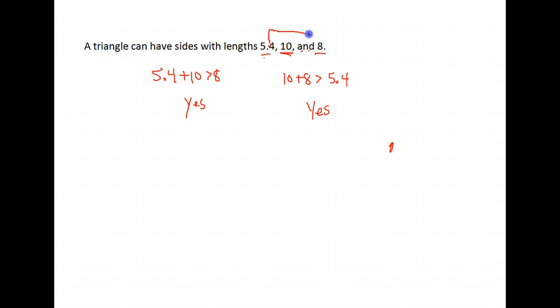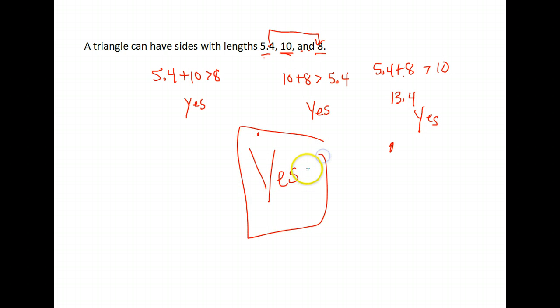And the final test, here's our last two that we need to pair up, is 5.4 plus 8 greater than the third side that's left over, 10. We add those, 5.4 plus 8 is 13.4. Yes, it is bigger than 10. So, can it make a triangle? Yes, it can, because we did all 3 tests and they all came out yes.